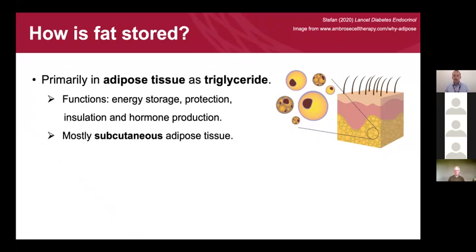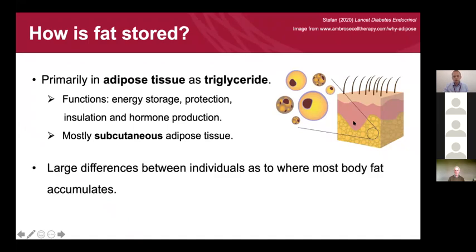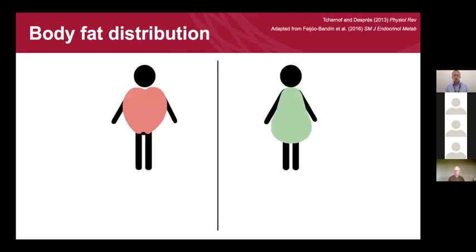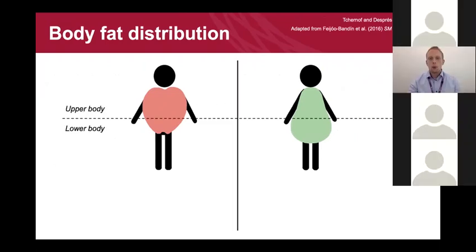The word subcutaneous means located just below the skin, which is like the picture you can see on the right here. But actually what we see is that there's a large variation between individuals as to where we tend to store most of our body fat. At the most basic level, we can divide the fat regions into the upper and lower body. Those individuals with obesity who tend to store more fat in their upper body is referred to as android obesity, and those who tend to store more fat in their lower body is referred to as gynoid obesity.